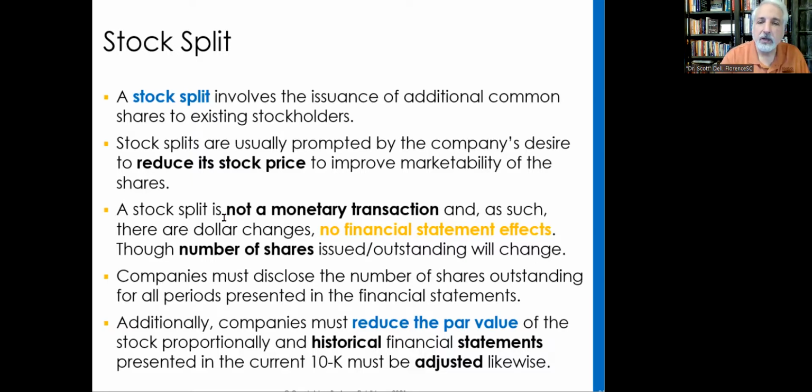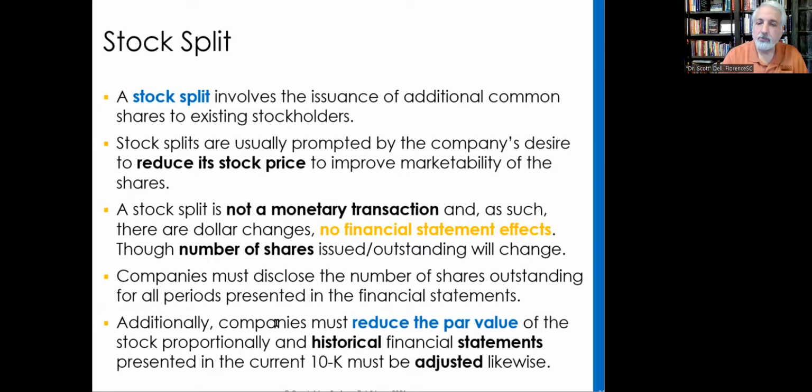A stock split is not a monetary transaction as such, so there's no cash. There are no direct dollar financial statement effects, but there are share effects. So if we do a 2-for-1 stock split, that 100-share example, we now have 200 shares issued and outstanding. It would say that on the balance sheet in that equity section and isolate that. So the financial statement is not affected dollar-wise, but it is affected number-of-shares-wise. And they must disclose the number of shares outstanding for all periods presented in a financial statement. So we need to look at last year's and this year's, reflecting the split.